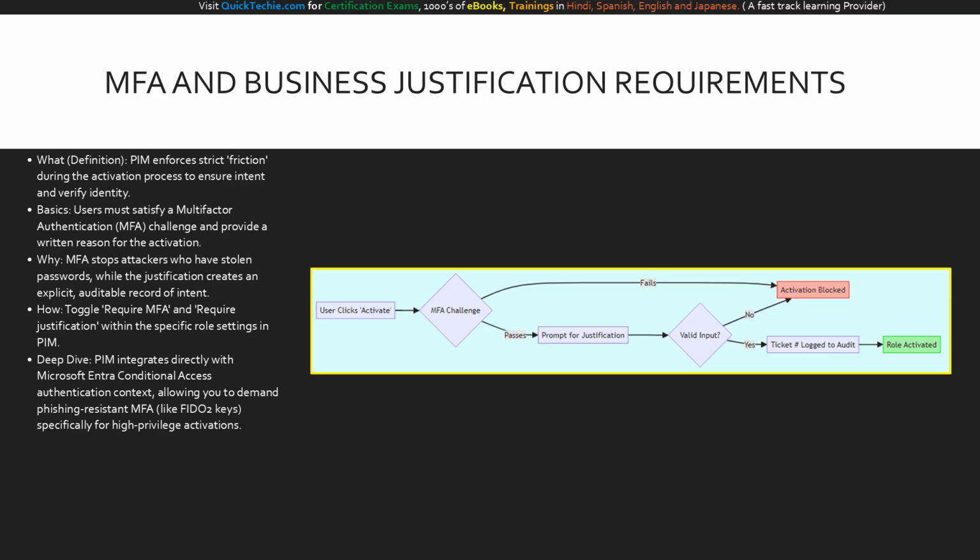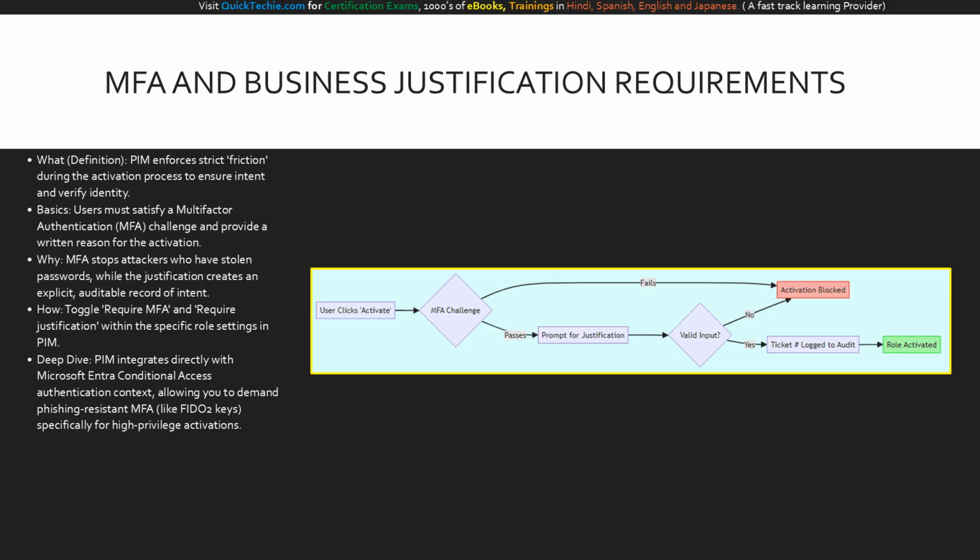This flowchart maps the security gauntlet a user must navigate to activate a role. It begins when the user clicks Activate. Immediately, they hit the MFA challenge. If they fail, perhaps it's a hacker with a stolen password. Activation is blocked. If they pass, they are forced to prompt for justification.